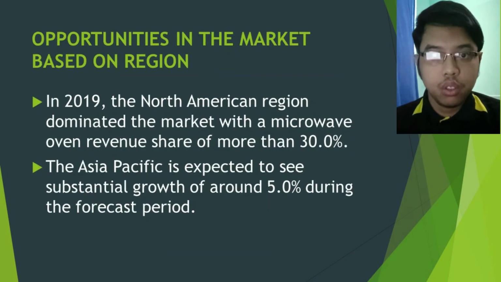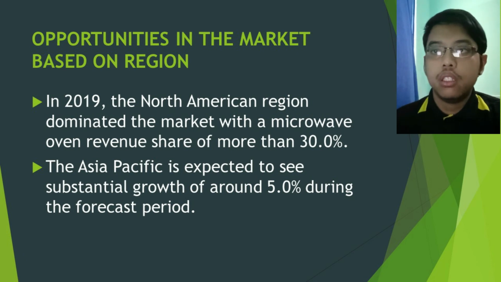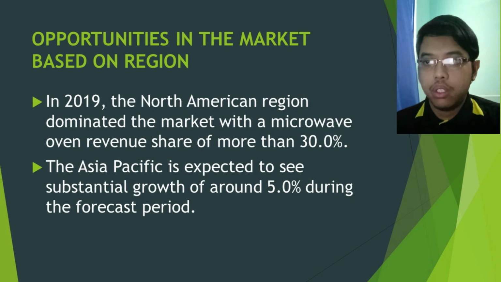Okay, now let's continue with the opportunities in the market based on region. In 2019, the North America region dominated the market with a microwave oven revenue share of more than 30%. It is projected to account for the highest revenue share during the forecast period. The high demand for the latest high-tech home appliance products is one of the main growth stimulants in the United States and Canada market. Nevertheless, the region is poised to witness slow growth, which can be attributed to high product penetration in the region.